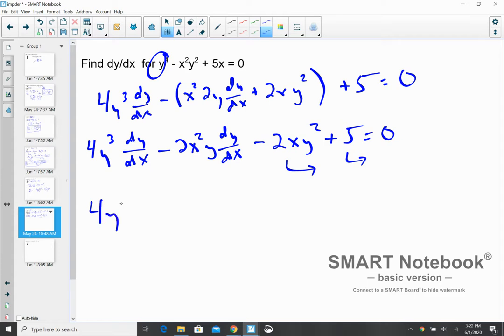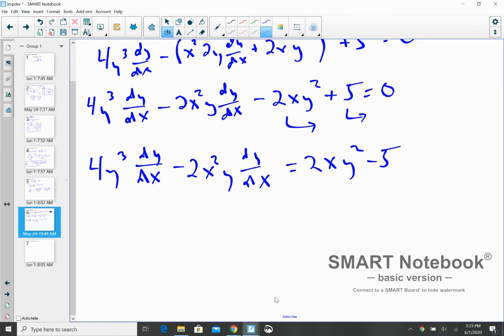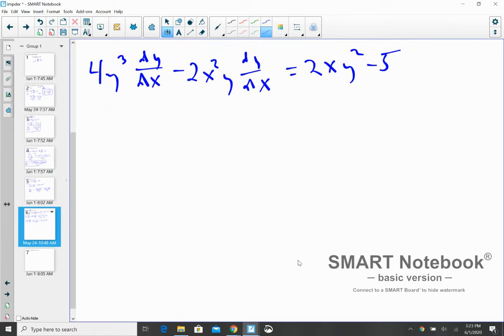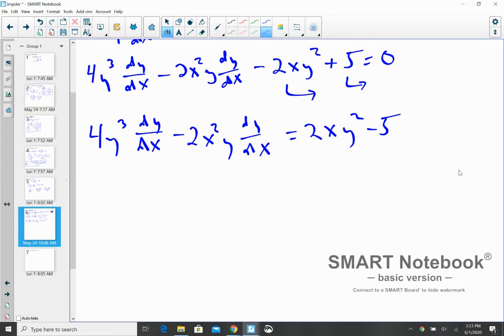So we're going to have 4y cubed dy/dx minus 2x squared y dy/dx. And when you move those other two pieces over, it's going to become 2xy squared minus 5. Bring those guys onto the other side. I'm going to scroll down a little bit just so I can work a little bit more here. Mixing my page just a little bit too. All right, leave the last two lines there.